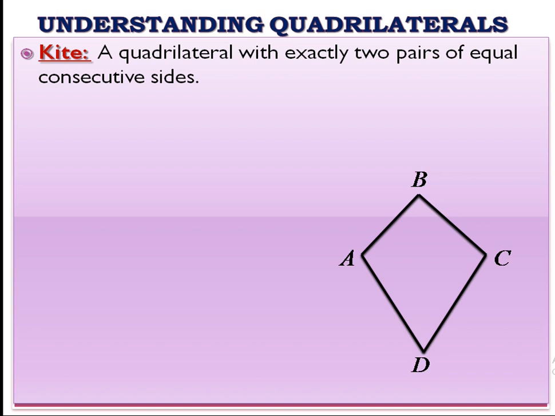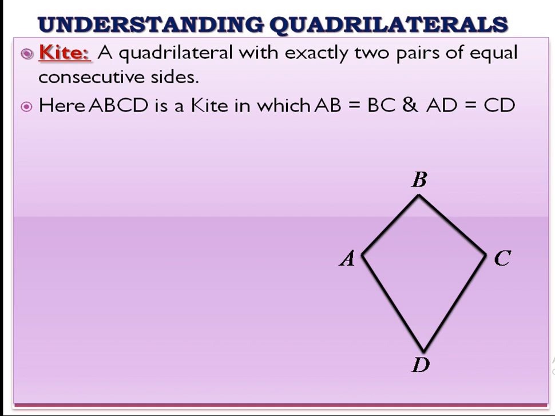Here AB and BC are equal and AD and CD are equal. That means AB is equal to BC and AD is equal to CD. Okay, student. Here ABCD is a kite in which AB is equal to BC and AD is equal to CD.